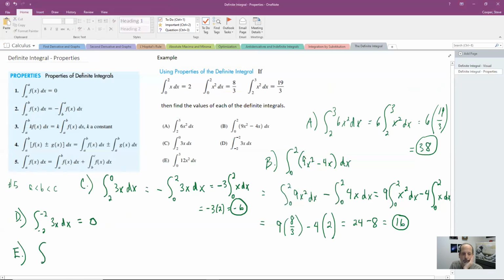So we're going from 0 to 3, 12x squared dx. Okay, notice that we don't have any 0 to 3s for x squared dx, but if I go from 0 to 2 and then 2 to 3, I can split it up and effectively get from 0 to 3. And since our property 5 says I can do that, if I go all the way from A to C through an intermediate, I get the same result.